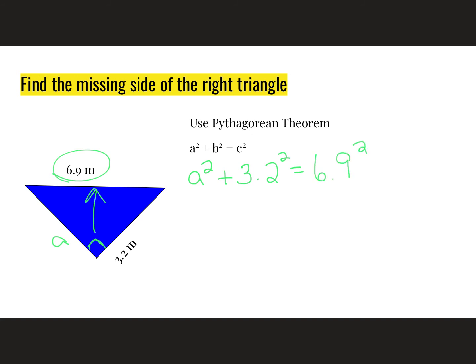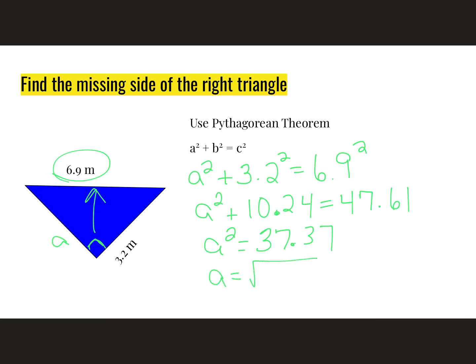Again, you're going to have a calculator for this, so don't worry about it. You just put it in your calculator. 3.2 squared gives me 10.24, equals, make sure you see my decimal. And then 6.9 squared gives me 47.61. I'm just going to subtract the 10.24 from both sides. So I have a squared equals 37.37. So a is the square root of 37.37.